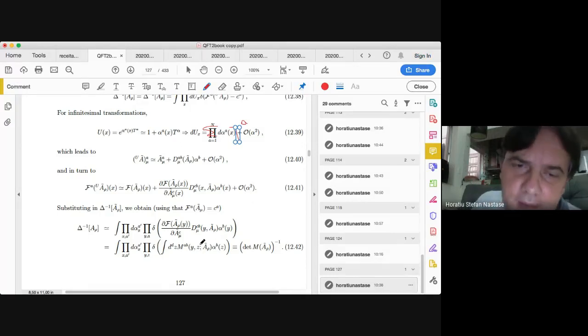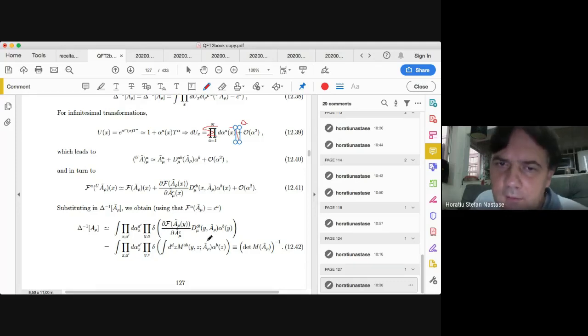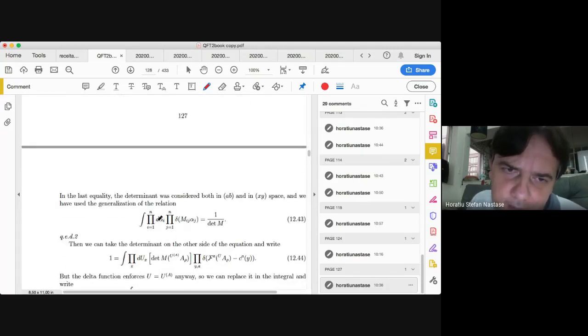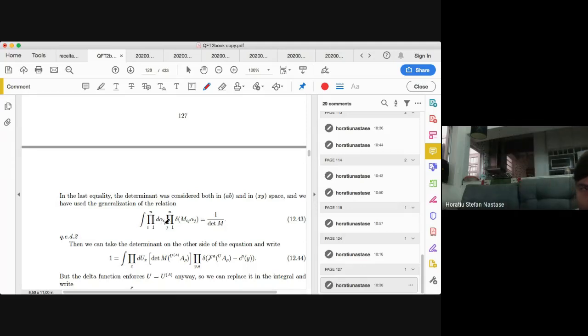And this is by our definition of the matrix M, just the metric M integrated over Z with some alpha of Z. So our M was this thing acting on delta of Y minus Z. So if I have this M in here, I usually have this property that the integral product of integrals over d alpha I of delta function of M times an alpha I gives one over determinant of M.